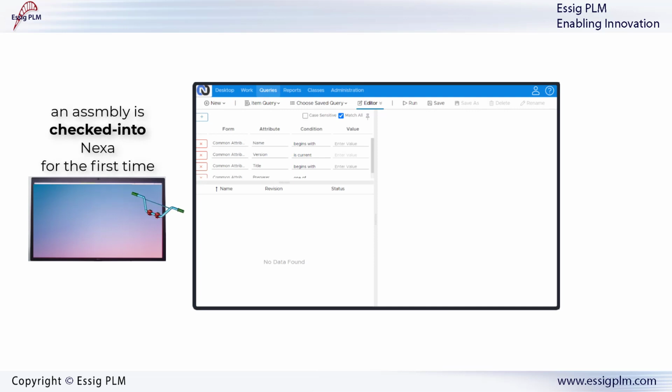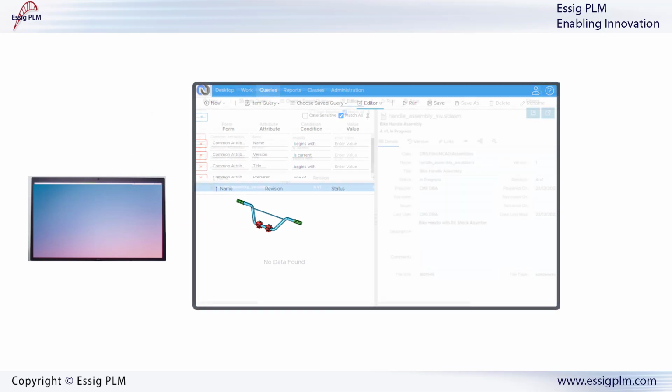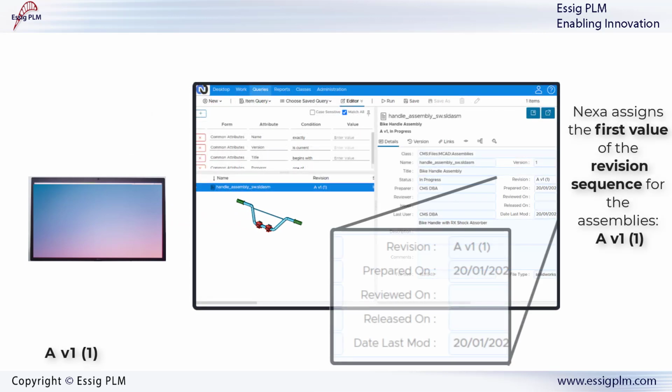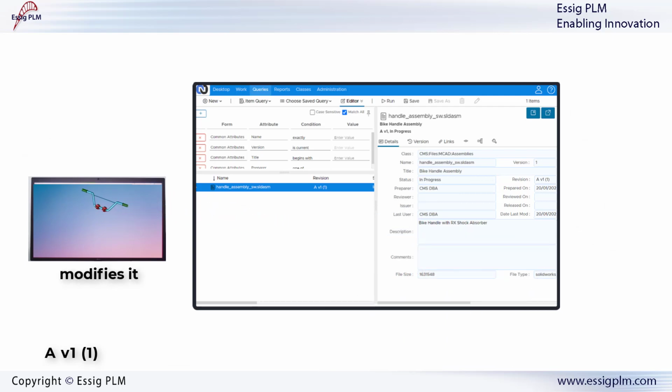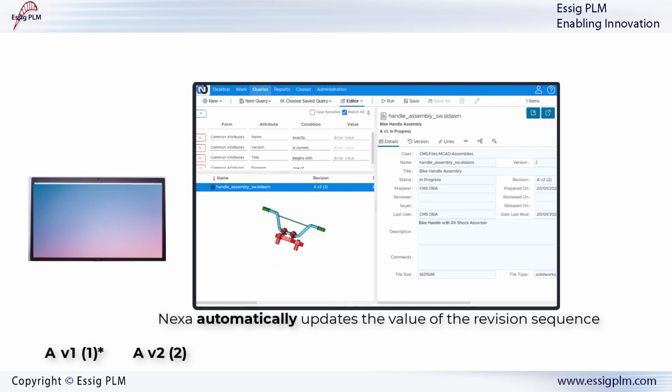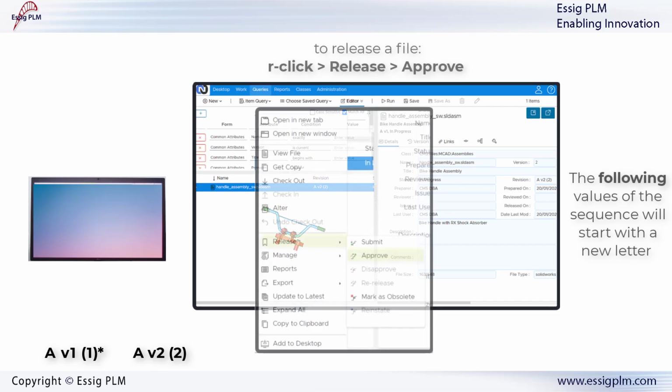A CAD assembly is first injected into Nexa, and it is assigned the revision sequence value AV11. Later, the engineer checks it out, modifies it, and checks it back in. With a checksum, Nexa verifies that the file is not identical to the one checked out and automatically updates its sequence value to AV22. The management decides that this part is mature and releases it for production.